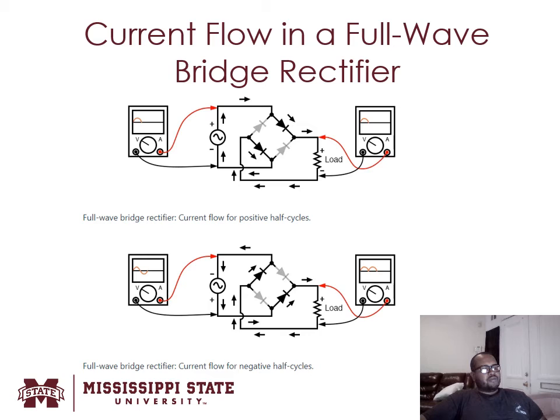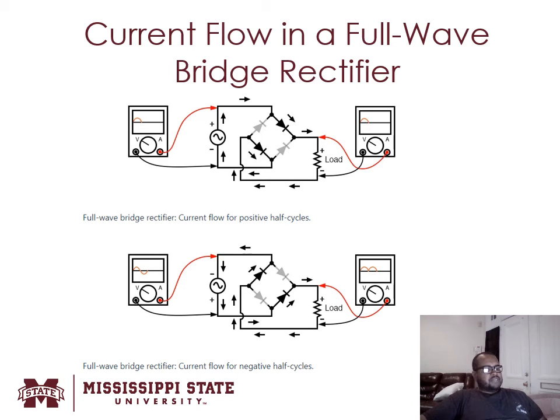And then it returns, coming back around through this diode, so it doesn't go through here. It goes back through this diode and comes back to our source, okay? So in this top picture, I'm able to take advantage of the positive half cycles. But how can I take advantage of the negative half cycle?